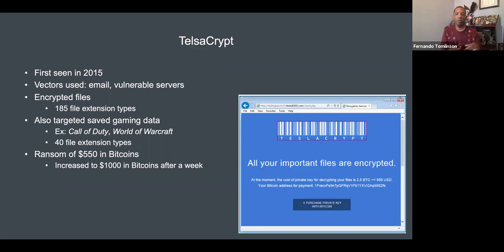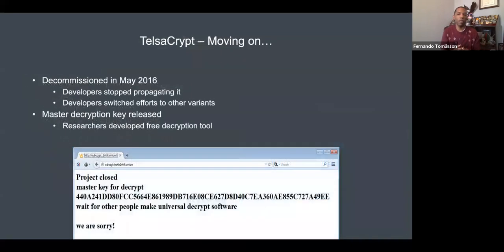And guess what? If you didn't pay, it was going to increase to a little over double that after a week. Now, in 2016, they moved on, they decommissioned, we suspect, they just went on and worked on different variants of ransomware, but the actual key was released of sorts from those people.